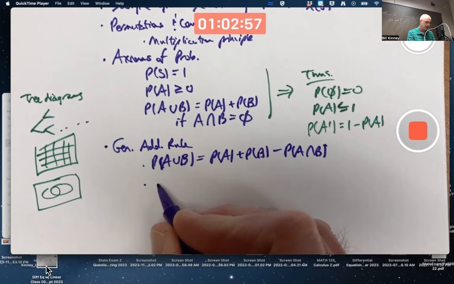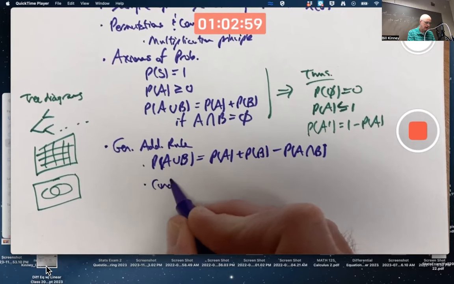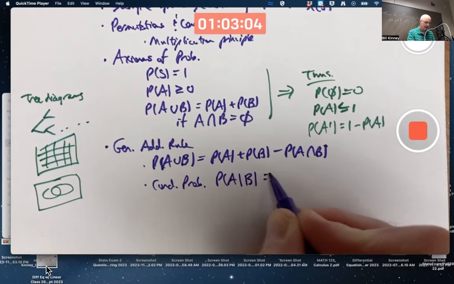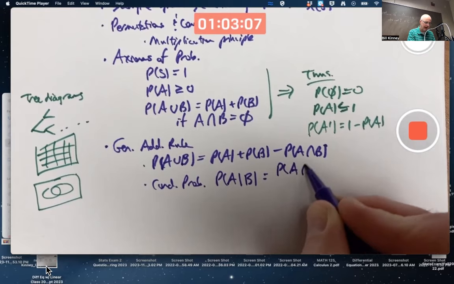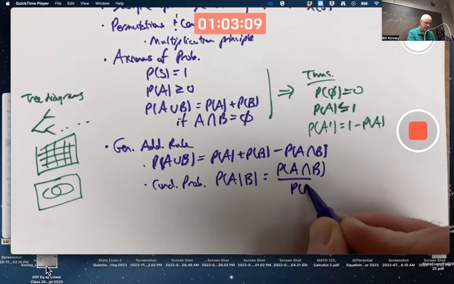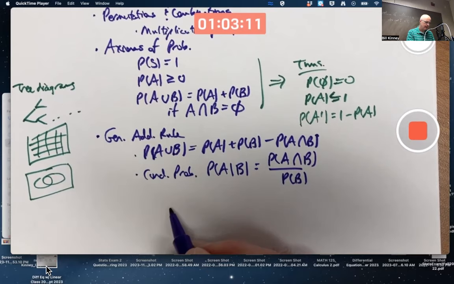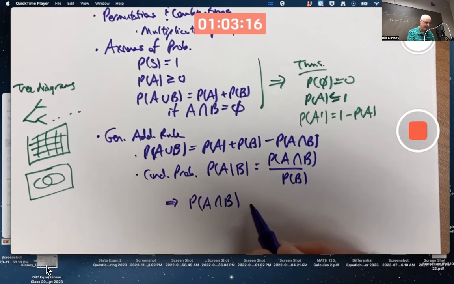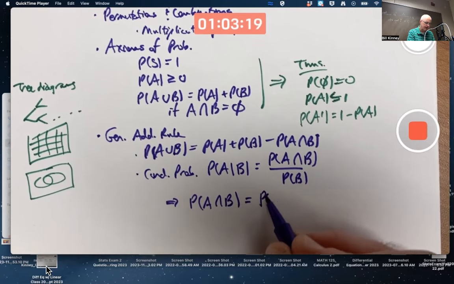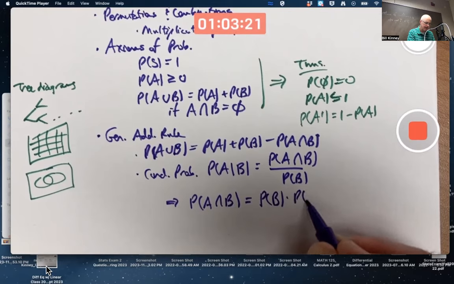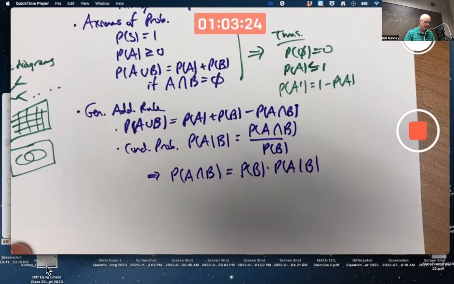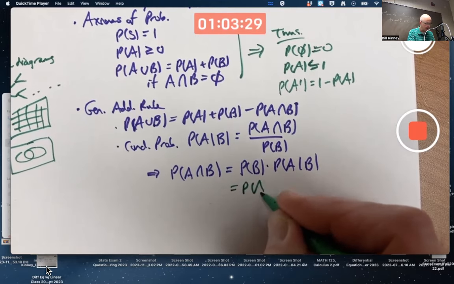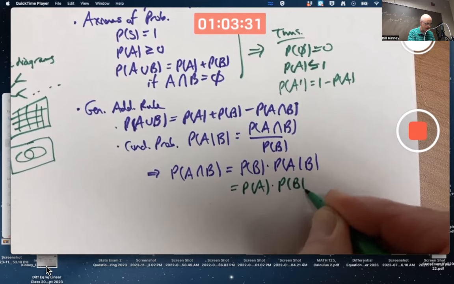We also had conditional probability. The probability of A given B, by definition, is the probability of A and B divided by the probability of B. That leads to the multiplication rule for any two events. The probability of A and B is the product of the probability of B times the conditional probability of A given B. By symmetry and the arbitrariness of our symbols, that also must equal the probability of A times the conditional probability of B given A.